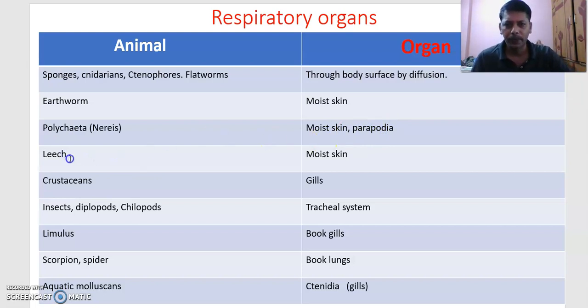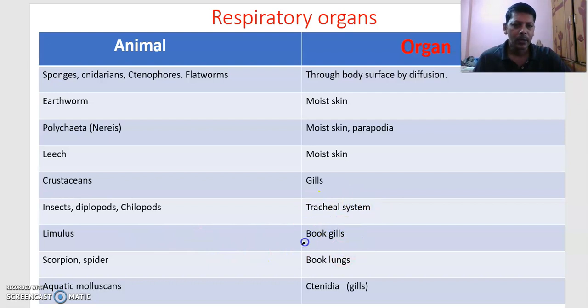Very important one: leech. Respiration in the leech is through moist skin. In crustaceans, there are respiratory organs. Crustacea is one of the classes in the phylum Arthropoda. In crustaceans, the respiratory organs are gills. In insects, diplopods and chilopods, tracheal respiration takes place through the tracheal system. There are classes Chilopoda, Diplopoda and Hexapoda. Insects belong to the class Insecta or Hexapoda. In those animals, the respiratory organ is the trachea.